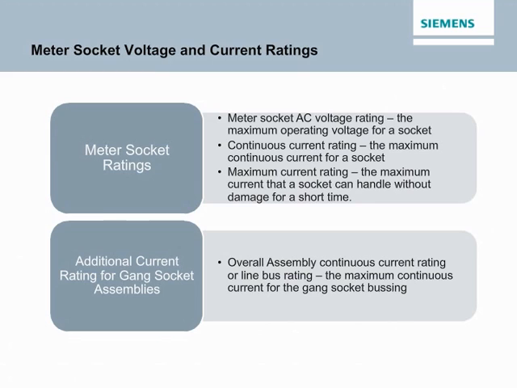Because gang sockets have busing that must carry the current for all the sockets in the assembly, UL 414 requires that they also have an overall assembly continuous current rating in amperes. This overall rating is also referred to as the line bus rating.